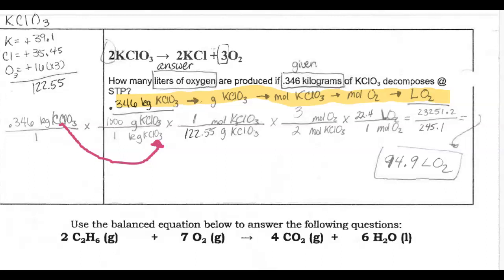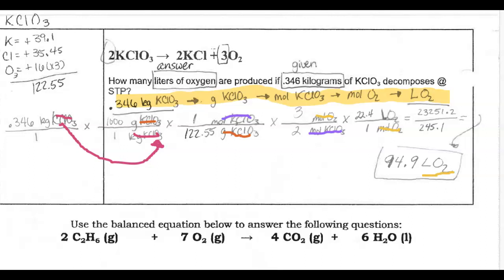So that means I've eliminated this. I have eliminated this. I've eliminated this. And I've eliminated this. So I'm just left with the units that I need in my answer, which is liters of oxygen, right? So I've set that up properly. And now I also have an appropriately set up equation to know how to plug my numbers in. So let's look at those numbers that we need to plug in.